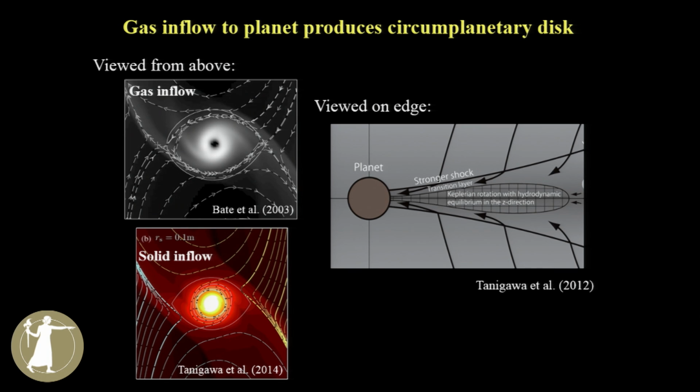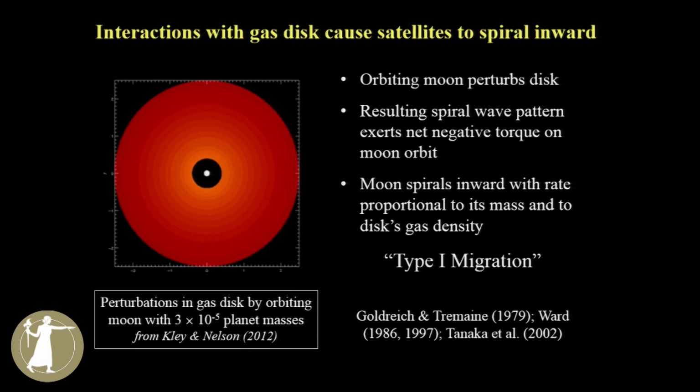Now, as satellites grow within a primarily gaseous disk, there's an important mode of interaction between the satellites and the disk that takes place. So this is an animation showing the gas density of a disk. We're looking down from above as it's perturbed by a roughly Galilean-sized moon. So the moon perturbs the disk, and these perturbations propagate as spiral density waves. The spiral wave pattern, which is then non-axisymmetric, exerts a torque on the satellite orbit. And this torque is actually negative, so it causes the satellite's orbit to spiral inward towards the planet.